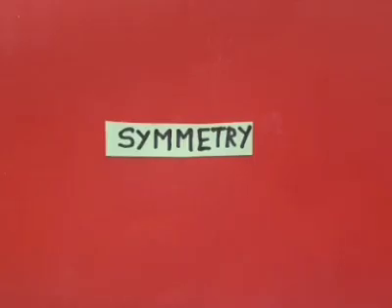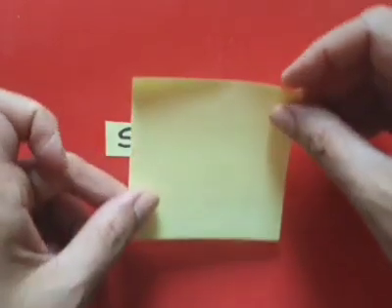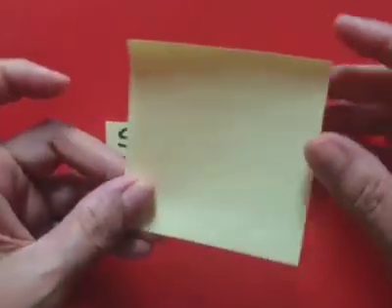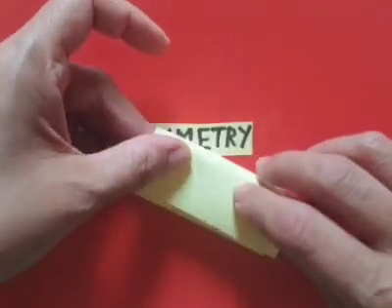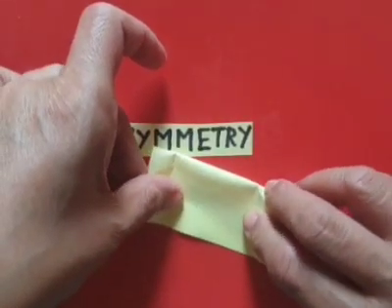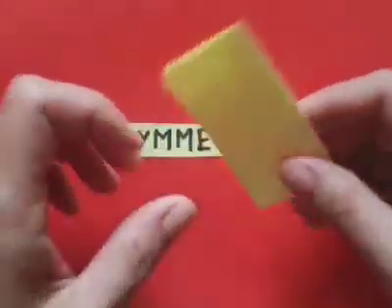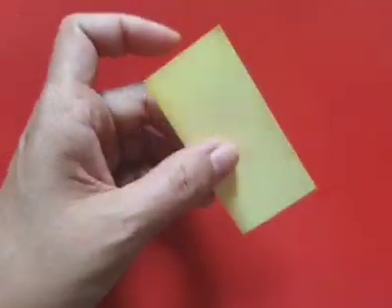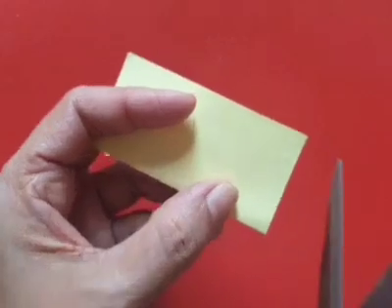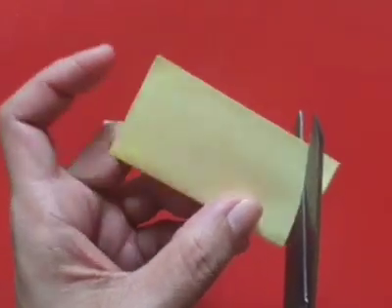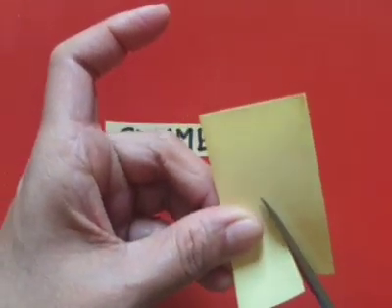Good morning. Now I am going to make a symmetrical shape. Here is a small craft paper. I am folding it exactly in the middle. So the line in the middle will be the line of symmetry. Now I am going to cut a shape out of it. After folding, you can make any shape whatever you want. I am just making a dress.